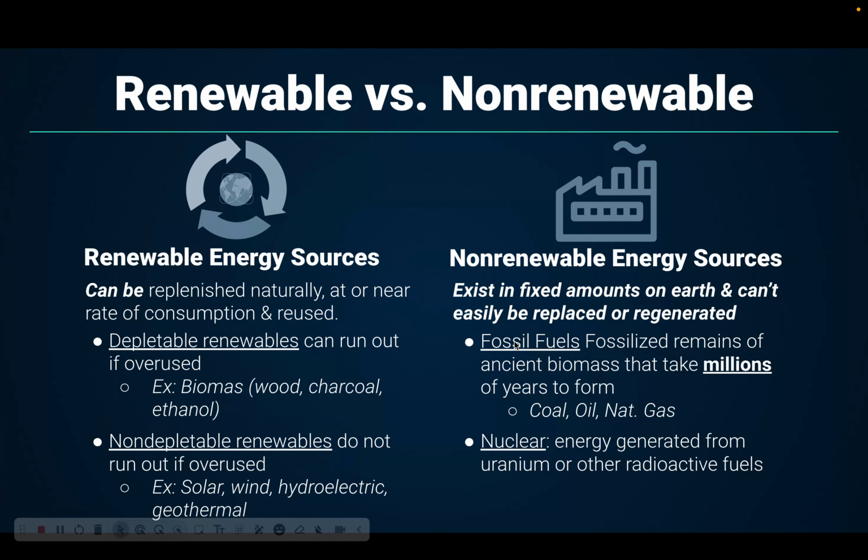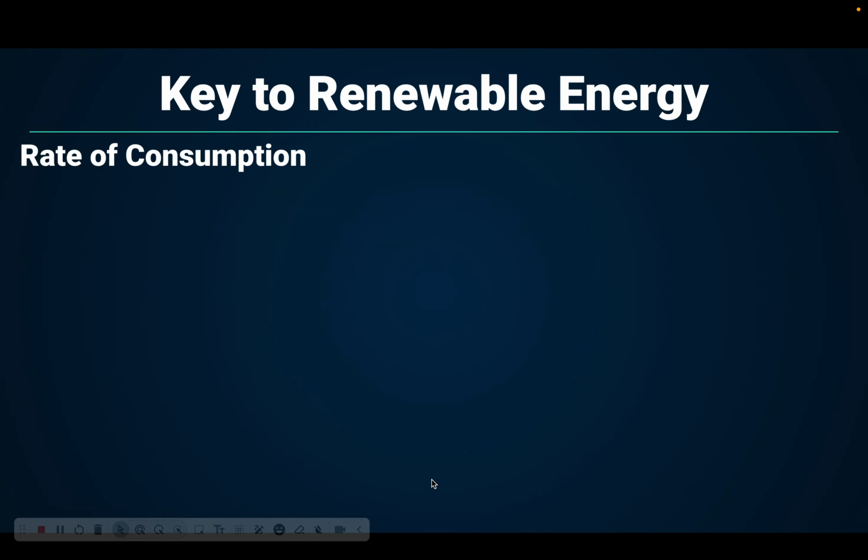All right. So there's a fixed amount of nuclear elements on the planet. And fossil fuels are just fossilized remains of ancient biomass, and those take, like I said, millions of years. And then nuclear energy, you learned all about nuclear energy in chemistry, but it's the energy generated, and the element that we use for that nuclear energy is uranium 235.